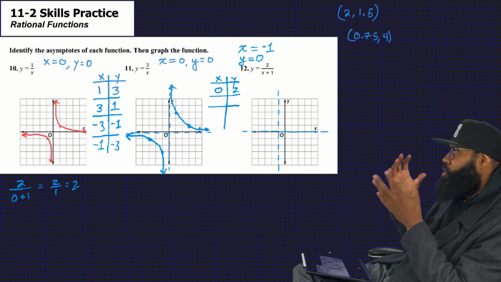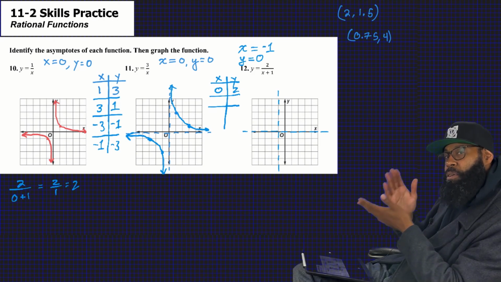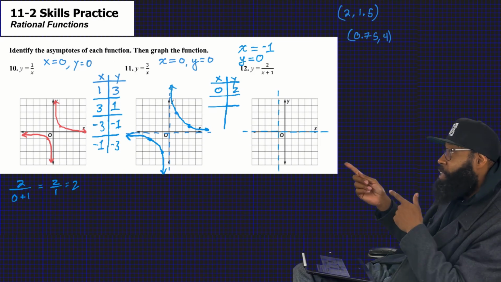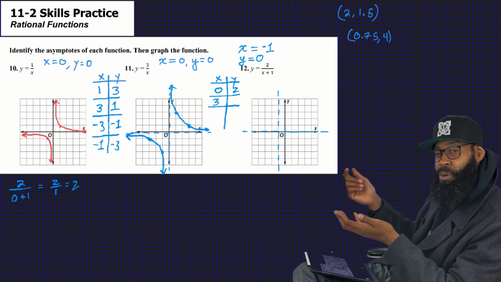And of course, same thing for y, because y doesn't want to equal 0. And then of course, we start picking points again. I don't need to pull up Desmos, but of course, pop that into Desmos and I'm going to see exactly what the graph looks like.